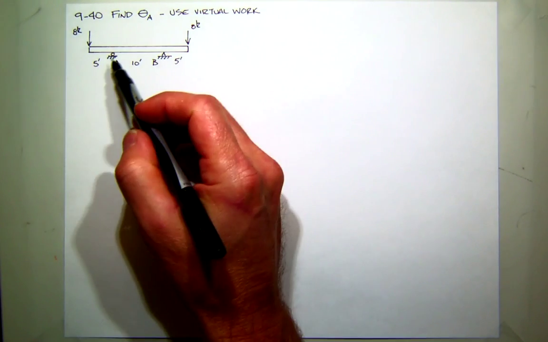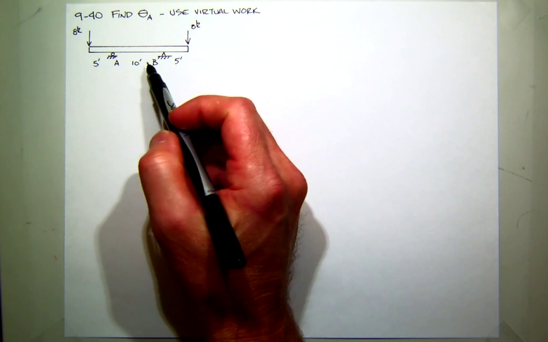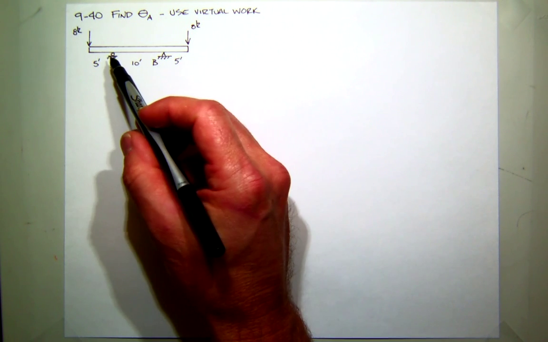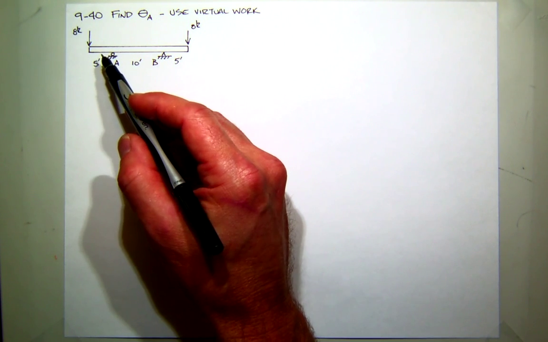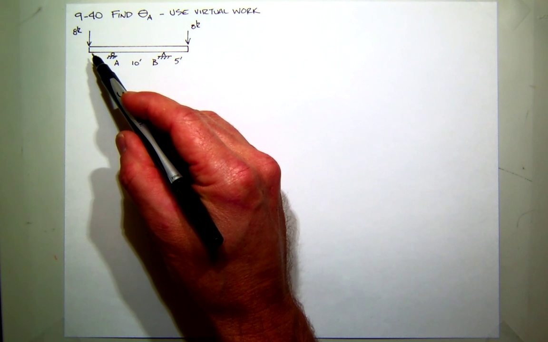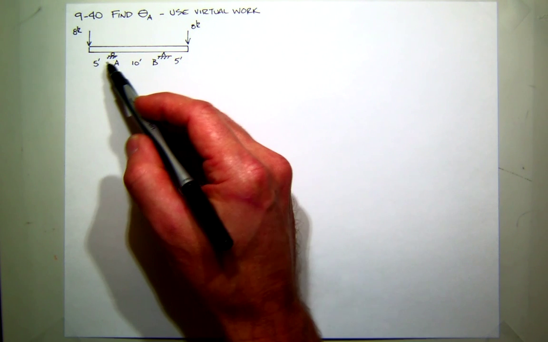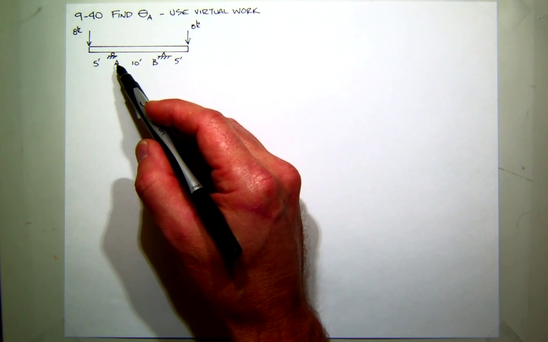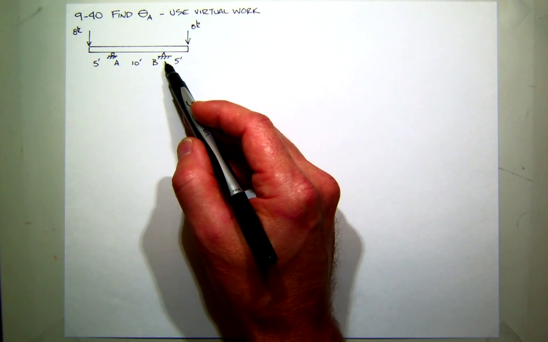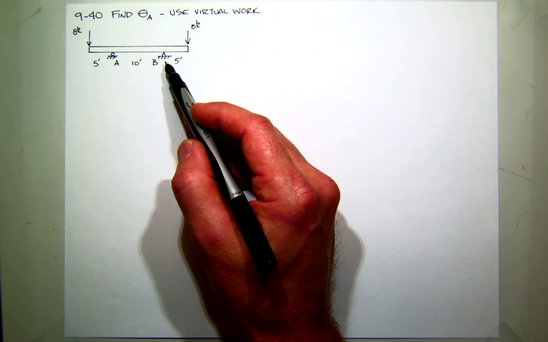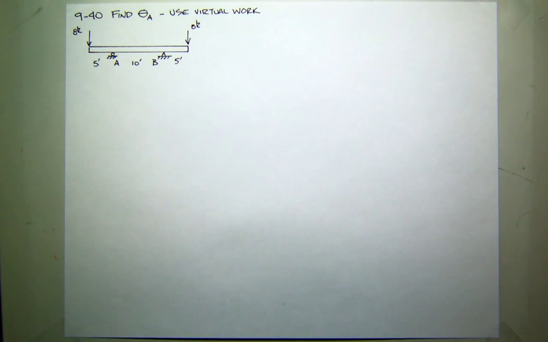So what we're going to have to do first is find the moments in this structure due to the real loads. It looks like we're going to have a moment expression over the first 5 feet, and then a second moment expression from 5 to 15, and then a third from 5 to 20. So let's try that first. Let's find our real moments. To do that, we need to find the reactions first.